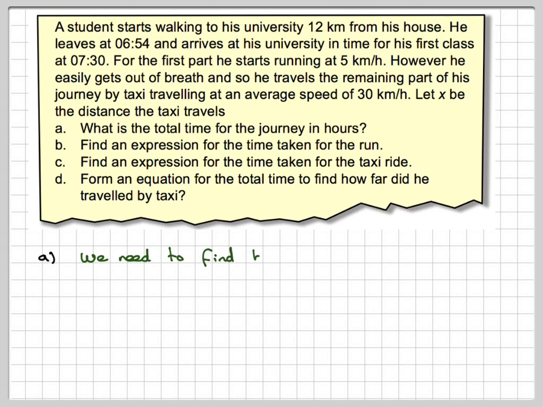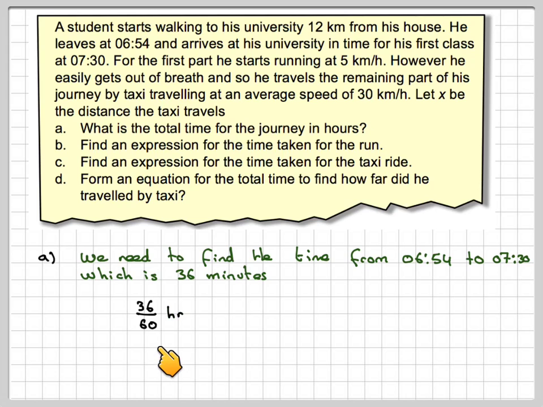So, we need to find the time from 06:54 to 07:30, which is 36 minutes, but we need to express that in hours. So that's 36 out of 60 hours, which is equal to 3/5 of an hour.